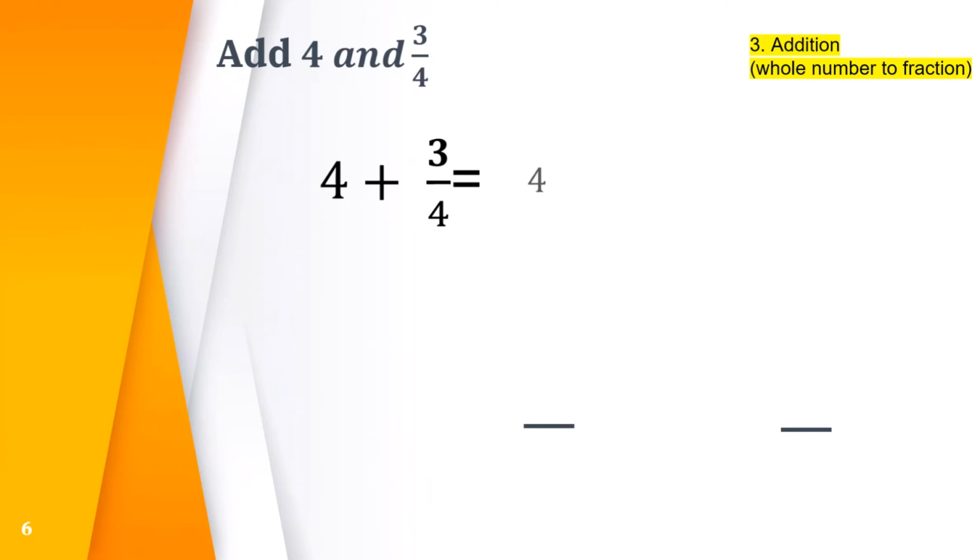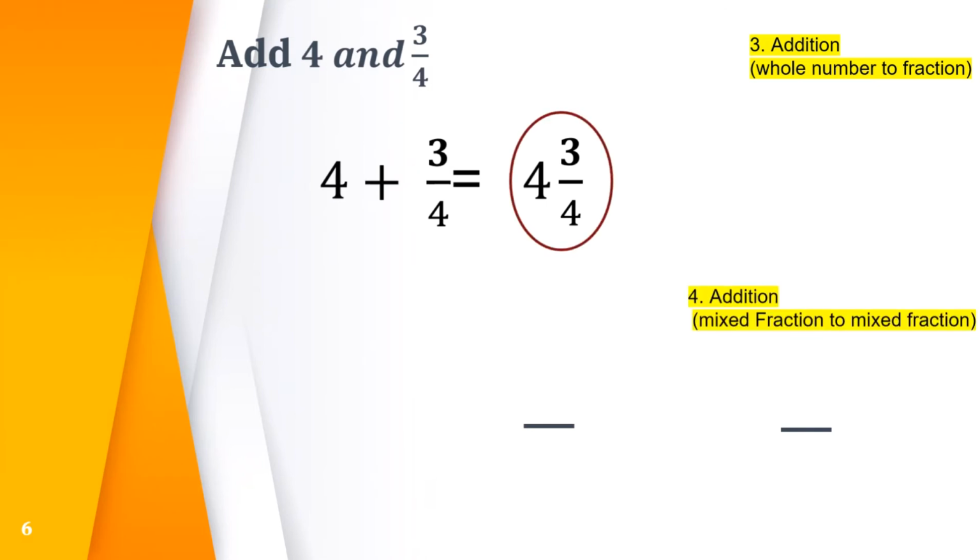Let's try addition of whole number to fraction. So, add 4 and 3/4. So, 4 plus 3/4. Copyahin lang natin yung whole number, that is 4, and then copyahin lang natin yung fraction na 3/4. And that 3/4 is already in its lowest term, so that is the final answer.